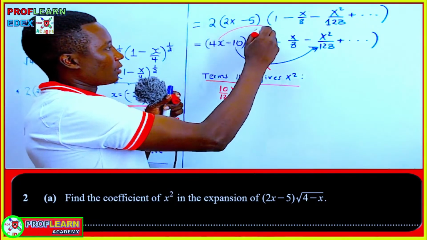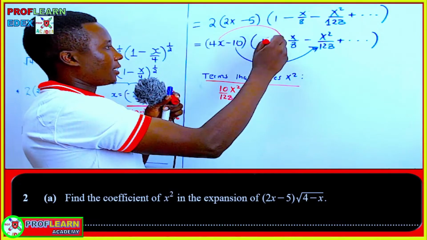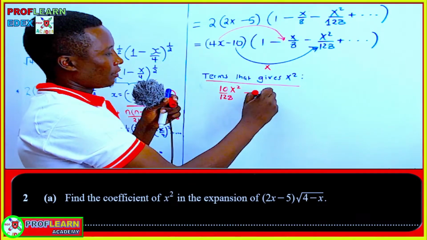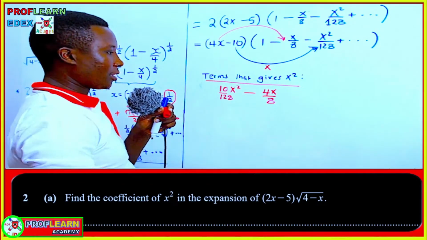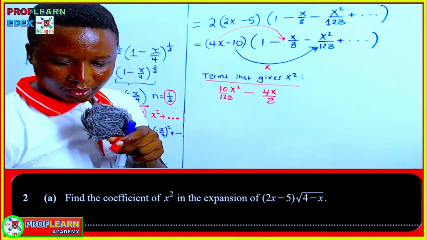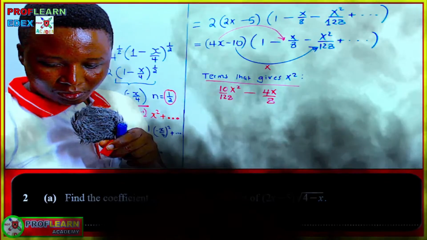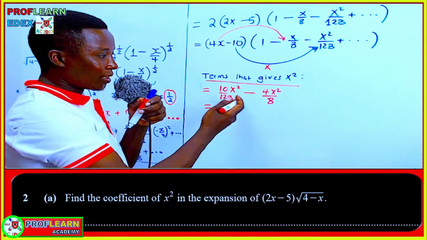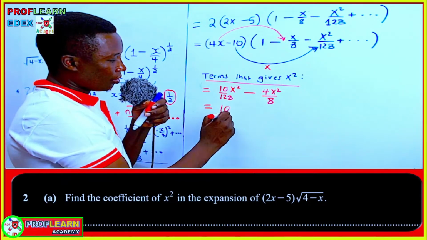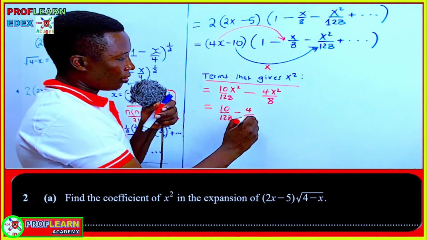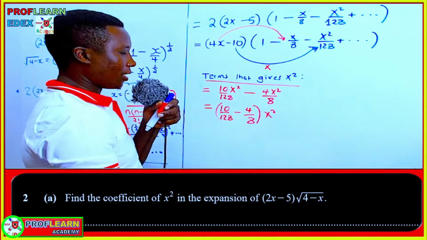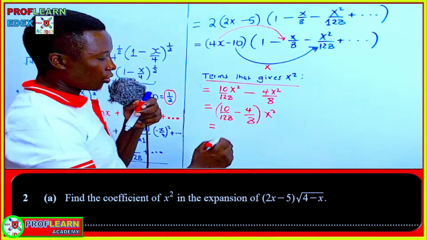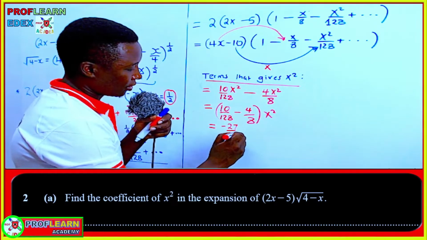The next term that can give us a coefficient of x squared is 4x and x over 8, and this is going to give us negative 4x squared over 8, which is going to translate to a half. So the next thing, we are going to factor x squared out so that we can know the value of this. This is going to be 10 over 128 minus 4 over 8, and then we have x squared out.